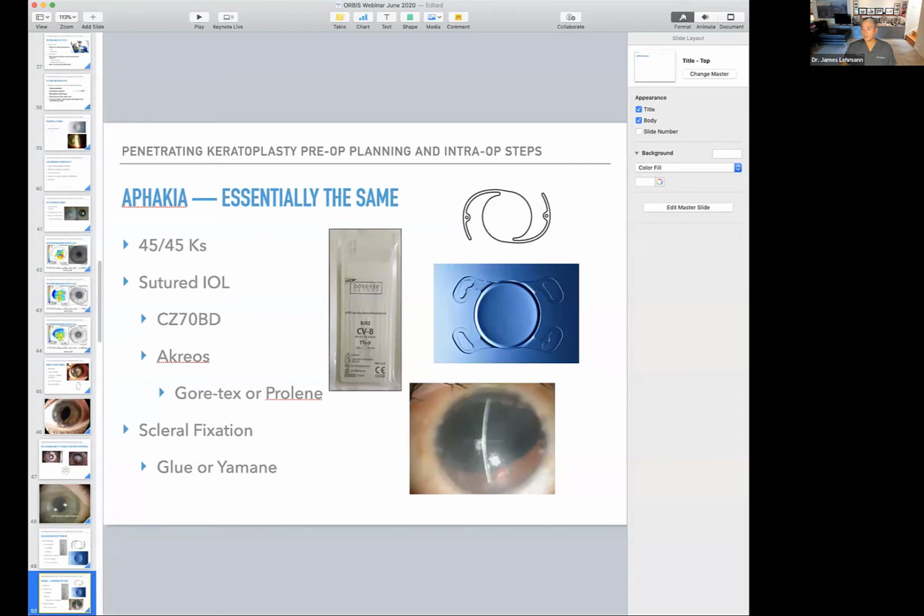And then Dr. Vivek Arya asks, can an iris fixated lens be implanted? That's not my preferred choice. I think you're going to get problems with that down the road in terms of inflammation, CME, corneal decompensation. It can be used if that's your only choice, but nowadays I would prefer glued in the sclera or Yamane technique for a secondary lens.